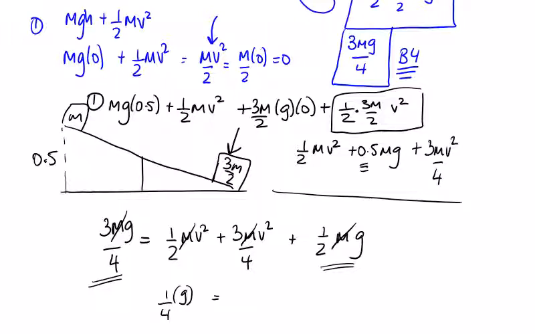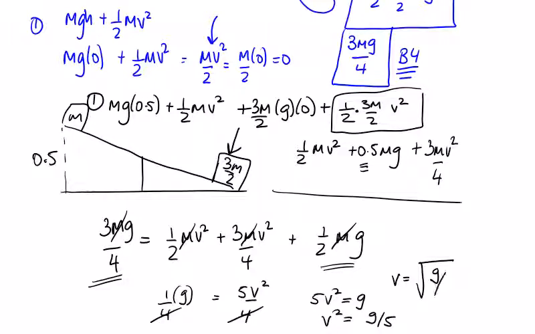That has to be equal to a half of v squared plus 3/4 of v squared, and that's 1.25, that's 5v squared over 4. So multiplying by 4, we get 5v squared is equal to g. So v squared is equal to g over 5. So v is equal to the square root of g over 5 meters per second.